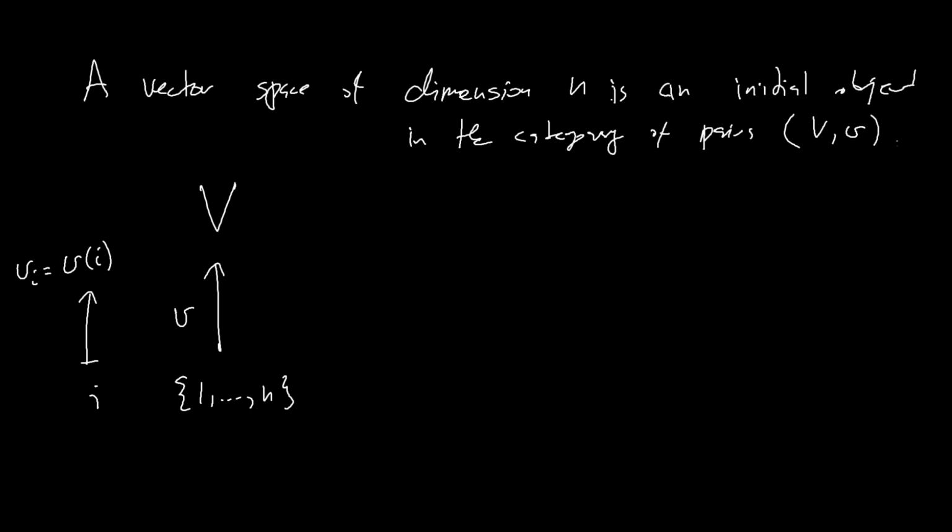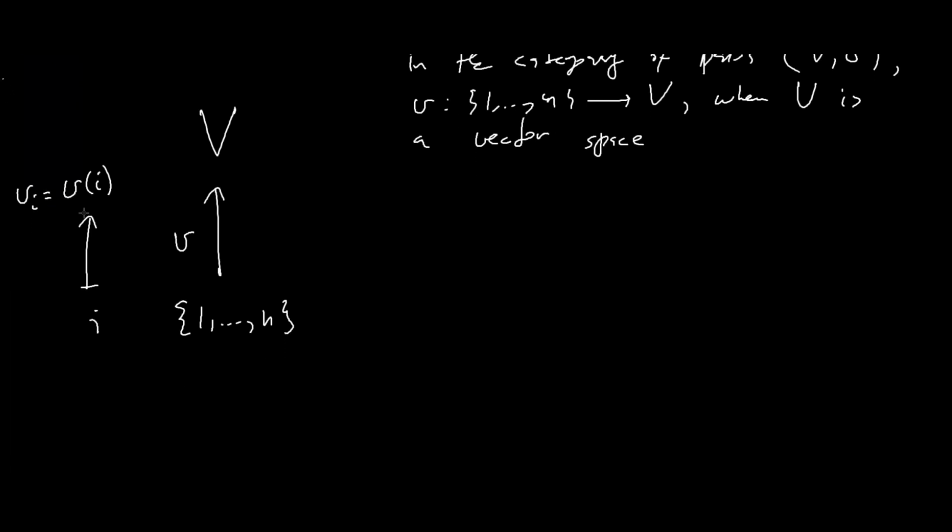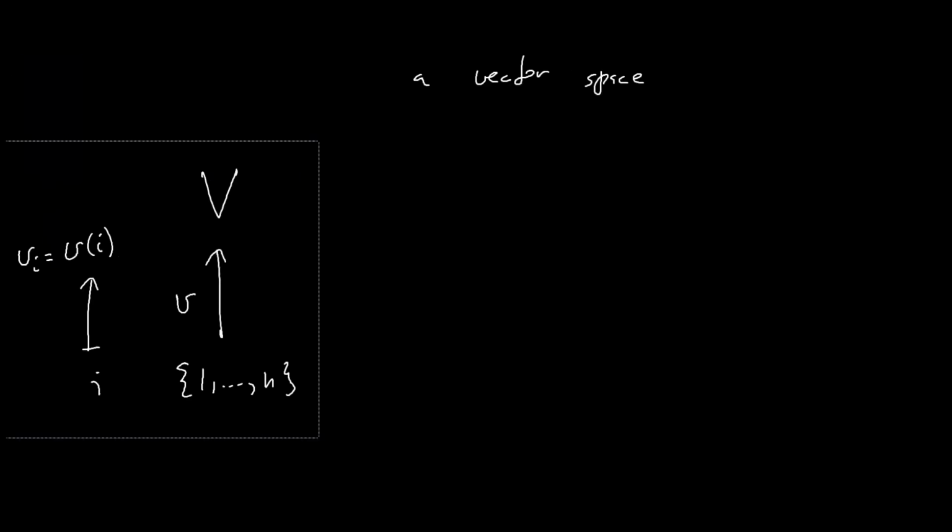V and small v, where small v is a function from the set of numbers from 1 to n, to big V, where V is a vector space. You see, the structural part here is very mild. We just have a random function. It could be selecting all of these, all of the vi vectors could be the zero vector. So it doesn't have to give me an n-dimensional space yet, but the initial object will be. So let's look at that.